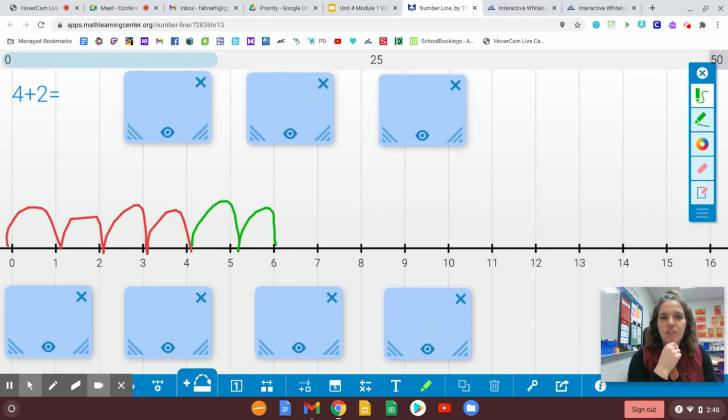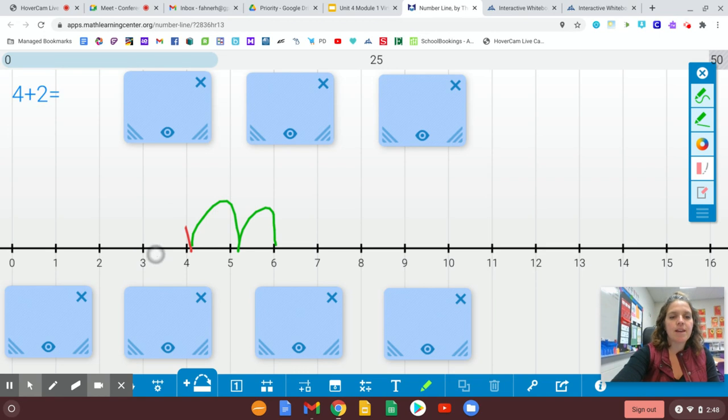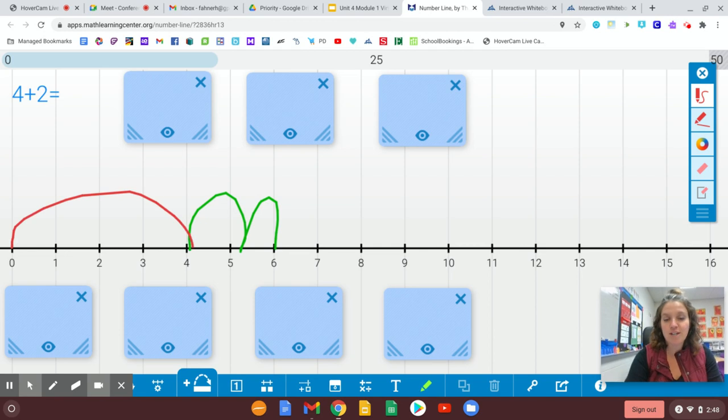I could start at the larger number and count on, couldn't I? Let me erase that off of there. I could say, all right, my larger number is 4, and I can take 2 jumps, 1, 2, and I also get 6. So I went from 0 to 4 in one big jump, and I mainly started at 4 and counted on 5, 6.